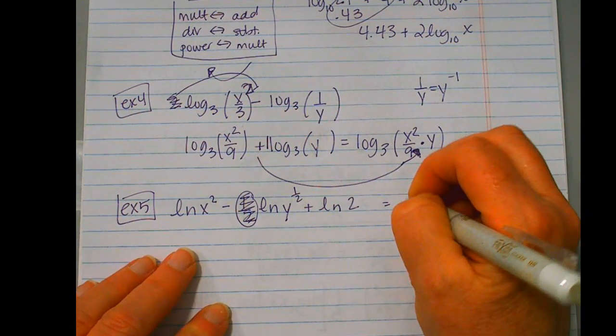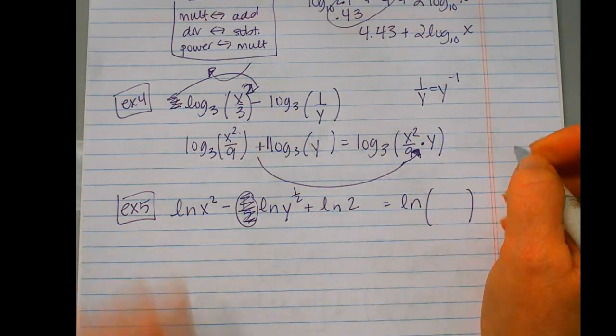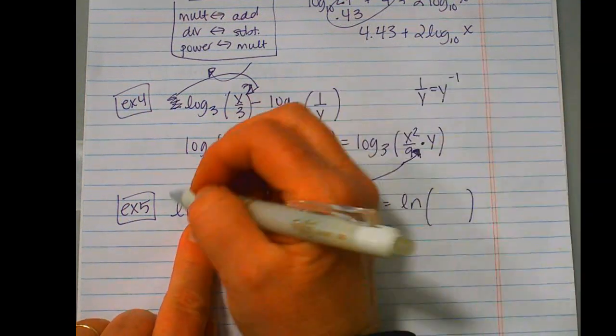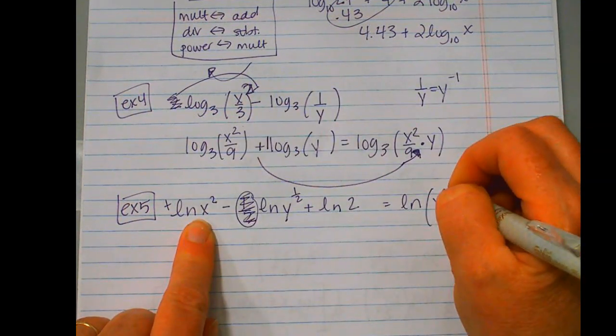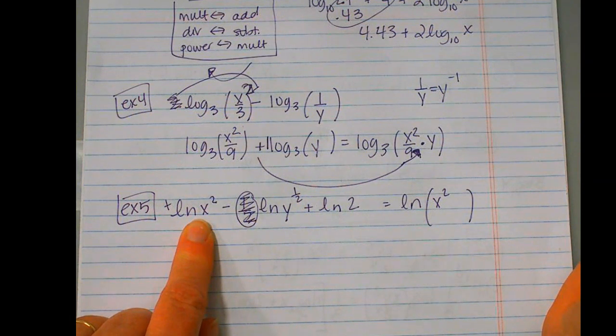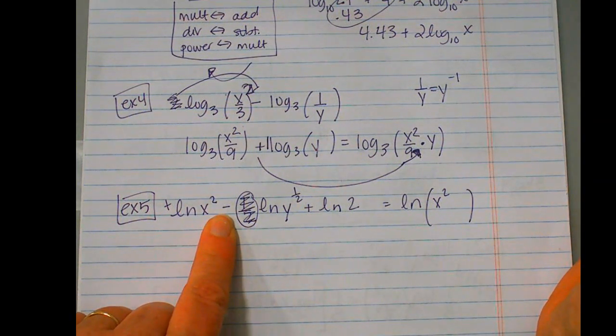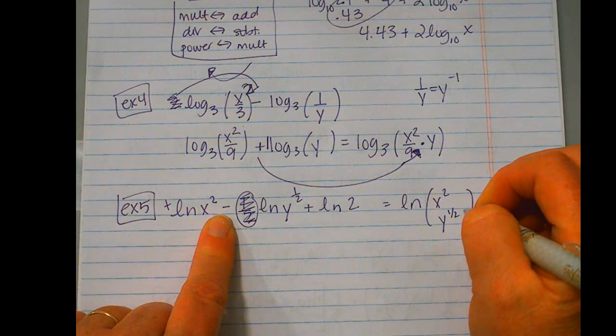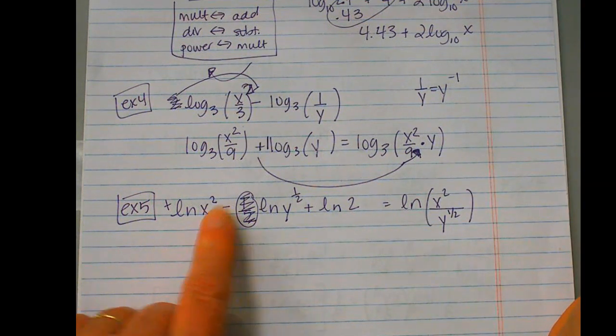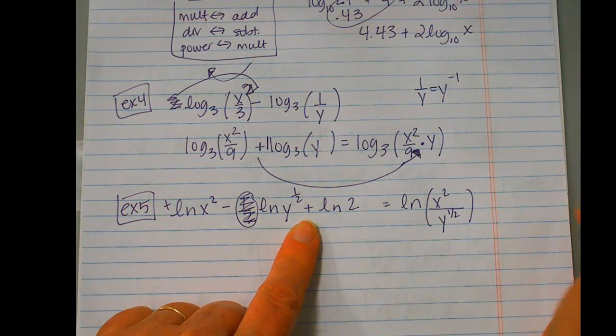So I'm going to write natural log once, and I'm going to put everything in the argument. This one is positive in the front, so it goes in the top. That's how I think of it. This one has a minus, so I put it in the bottom. Okay? This one has a plus, so I put it in the top.